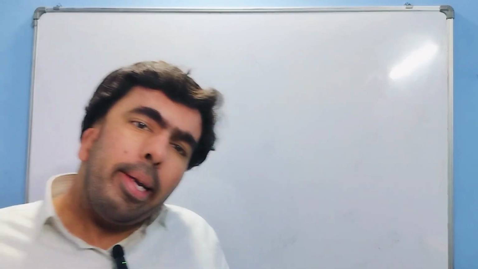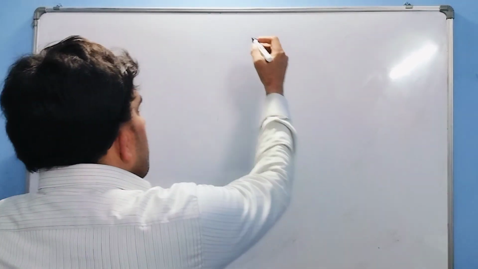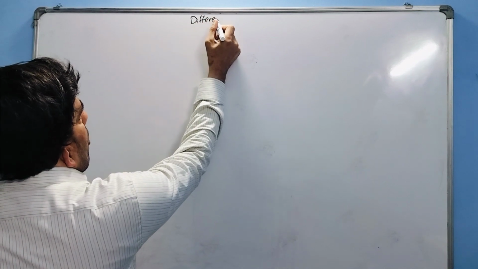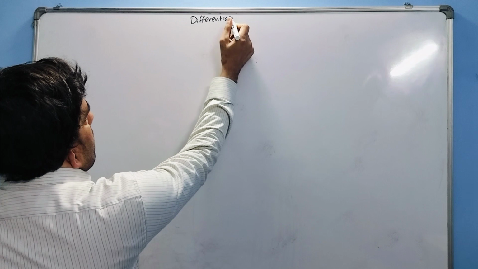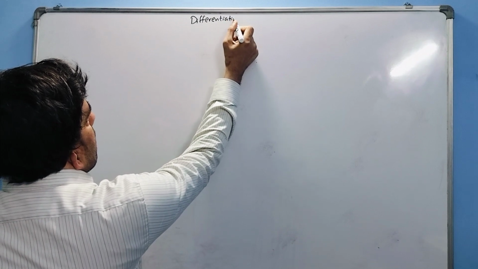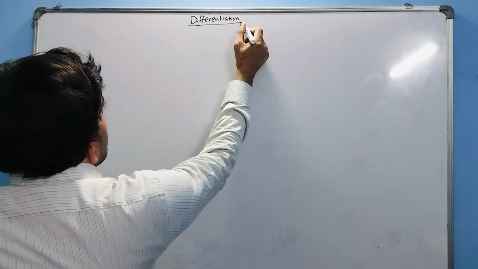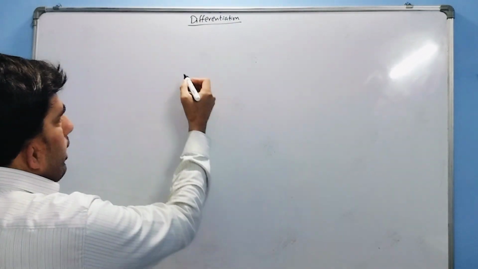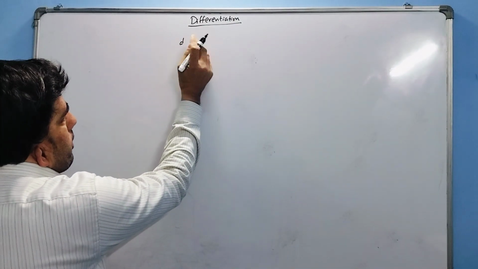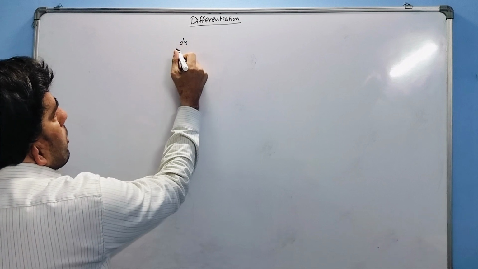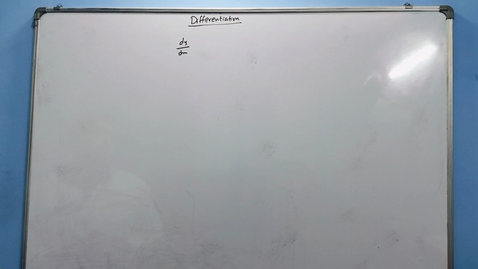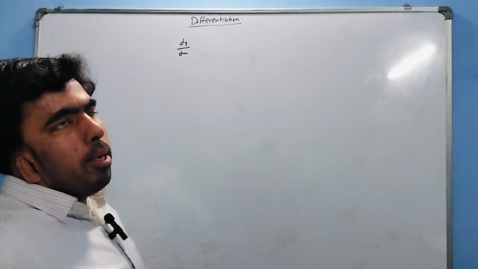Let's talk about what is differentiation. The topic is differentiation. If we try to find the real meaning of differentiation, then we can say that it is the rate of change of anything with respect to another variable, that is x.